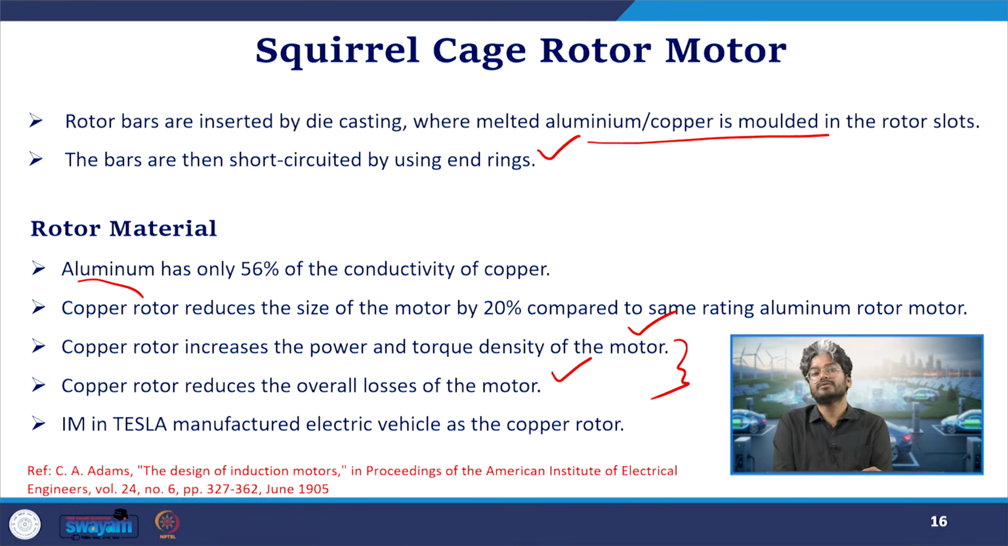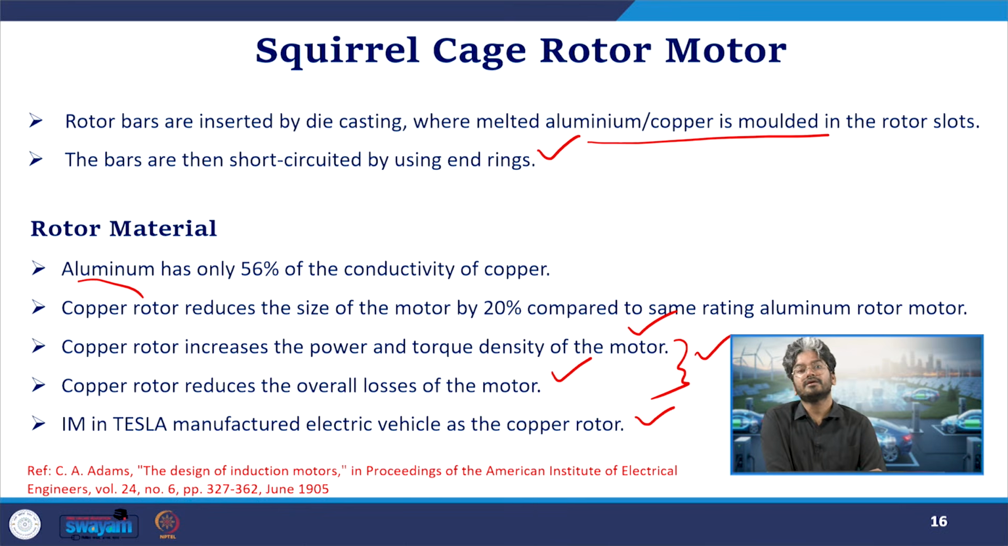So it can be used in high-end vehicles, that is, the vehicles like our Tesla cars are based on copper rotors, because even though the initial cost is higher, they do not have any limit on the cost, because they are concentrating more on the performance rather than the initial investment.